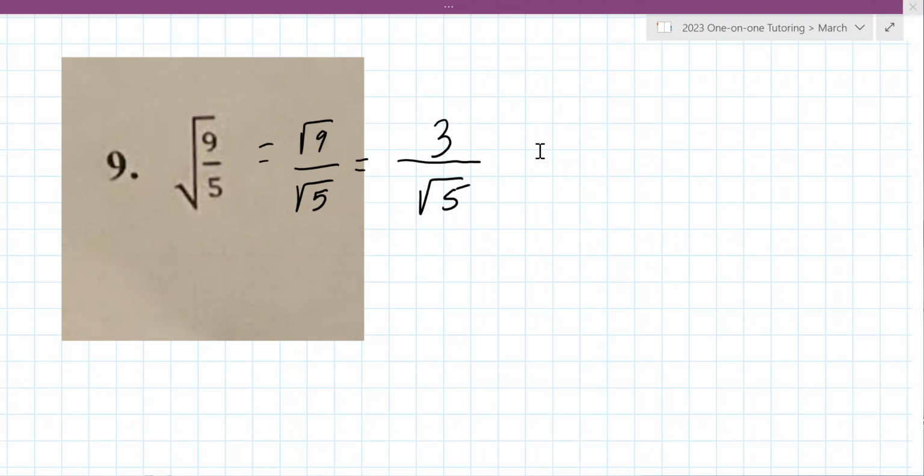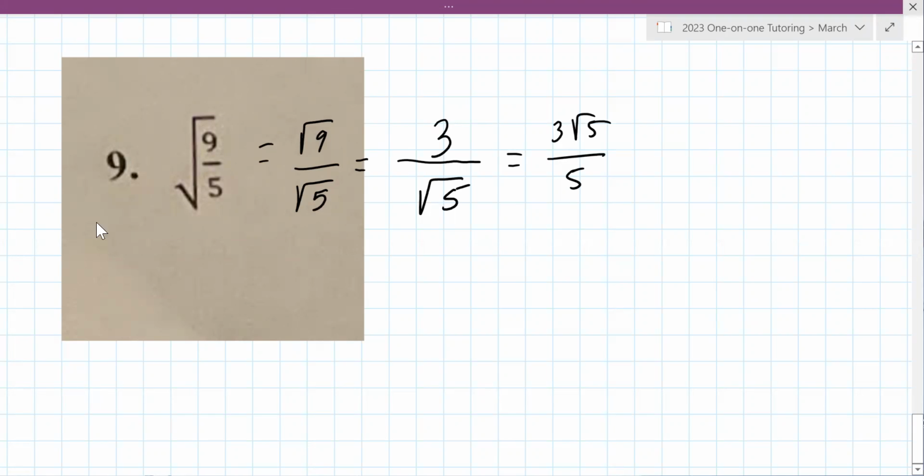Three square root of 5 over 5. Good. And you can never reduce inside the root. You have to just look on the outside. And this one does not reduce. Any questions before we move on?